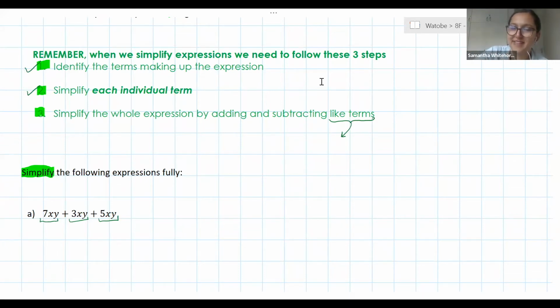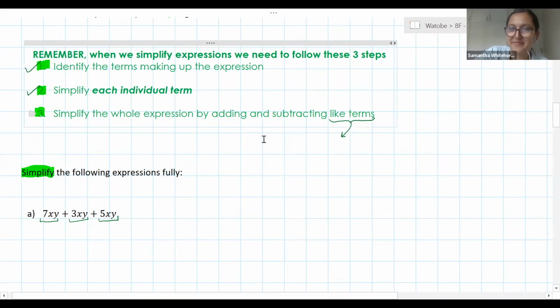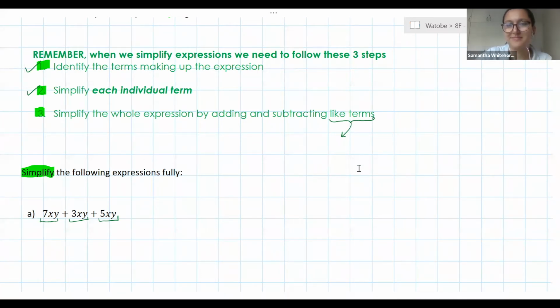Hello, ma'am. Hi. So like terms are numbers with the very same, wait, is it exponent? No, numbers with the very same expression. Okay, what do you mean by expression? I meant to say variable.